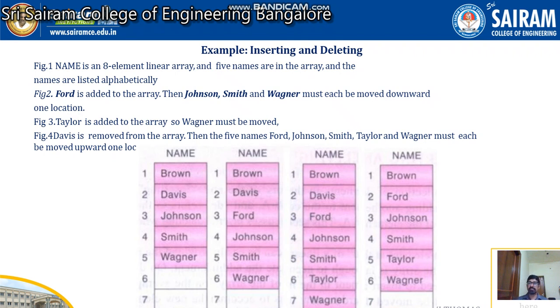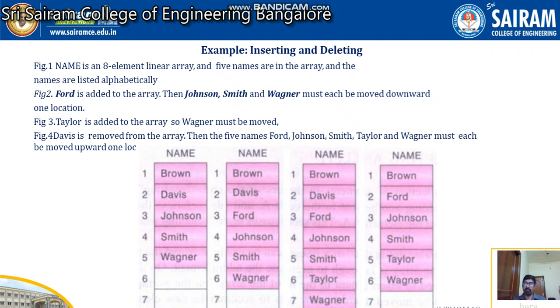As you could see, we have an array called name. Name is the array where we have already five names. It's a linear array which can store eight names. Five names are already stored. This is the first figure. Look at the second figure.